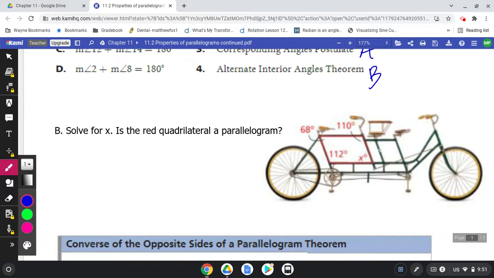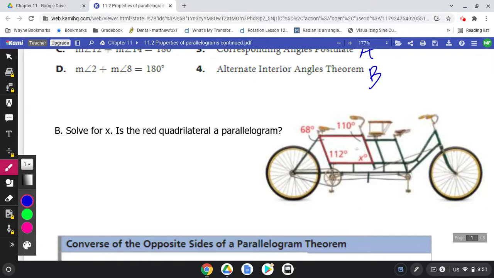And we know on a parallelogram, opposite angles are going to be congruent. Okay, so if we look here, this is 68, and the opposite one is x. So in order for this to be a parallelogram, this x would have to be 68. Now, here's something else. 110 is over here, 112. Those are not the same. It is not going to be a parallelogram. It's very close, but not quite.